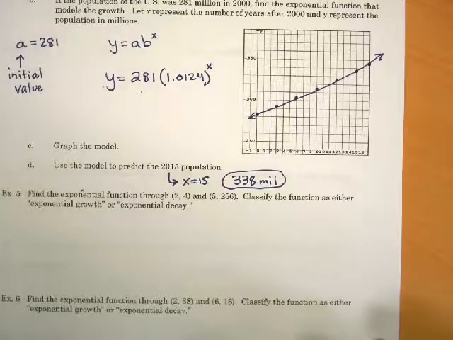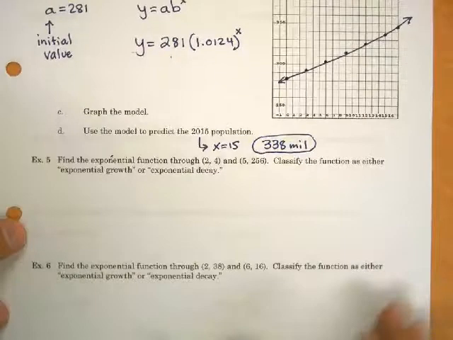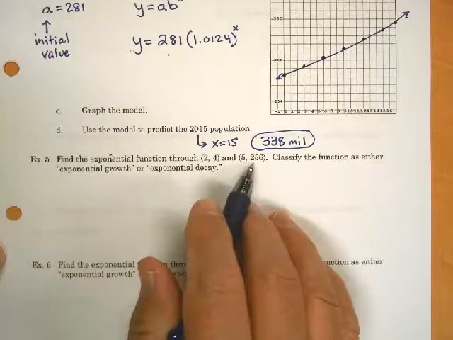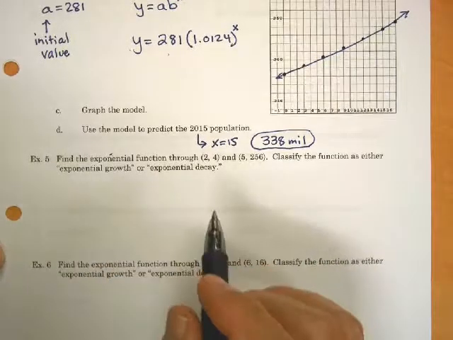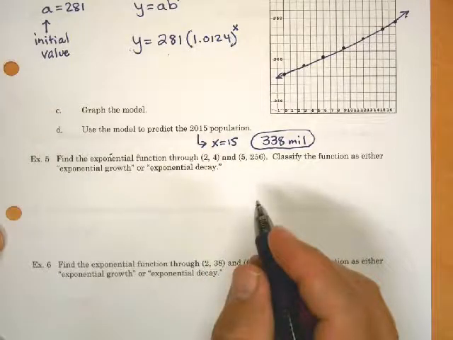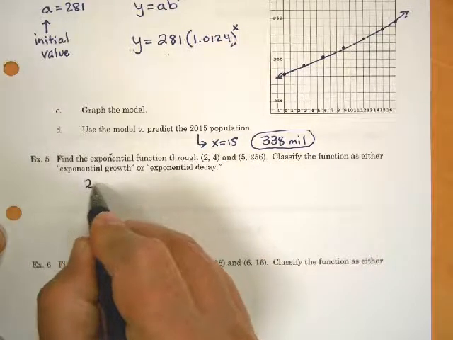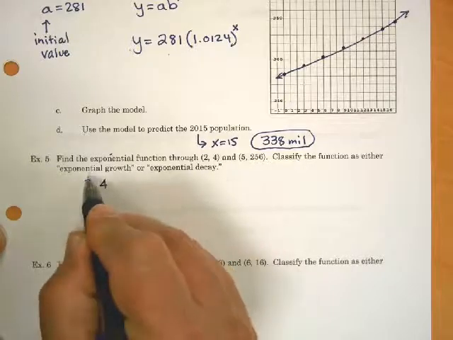Okay, now we're going to shift gears quite radically. We're going to find the equation that goes through these 2 points, the exponential equation that goes through these 2 points. So we're going to start with this first one here. We're going to use a 2 for the x and a 4 for the y.